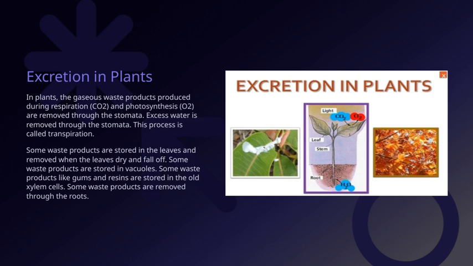Moving on to gaseous waste, during respiration, plants produce carbon dioxide, and during photosynthesis, they generate oxygen. Both of these gases are removed through tiny openings called stomata. This exchange is essential for maintaining the plant's internal balance. Similarly, excess water is also expelled through the stomata in a process called transpiration. This process not only helps regulate water levels, but also contributes to the overall water cycle in nature.